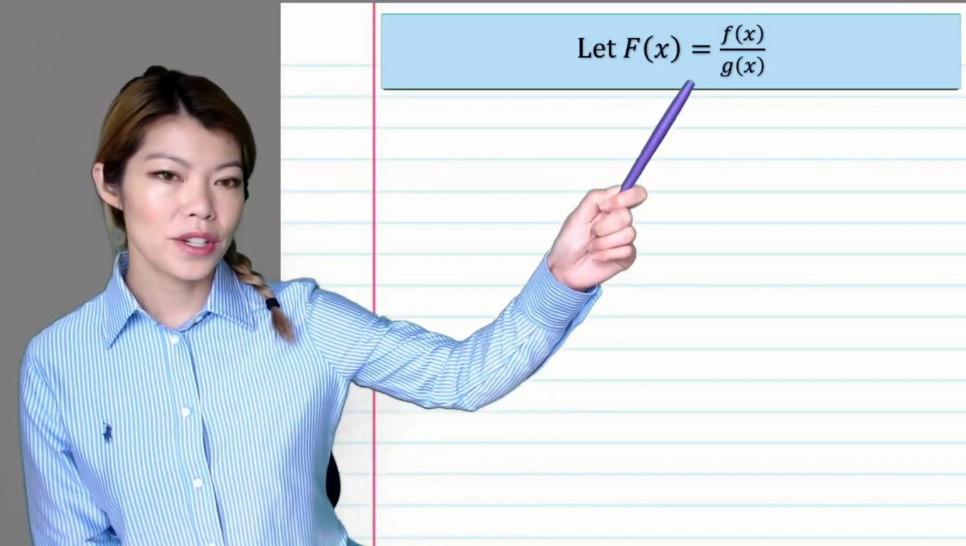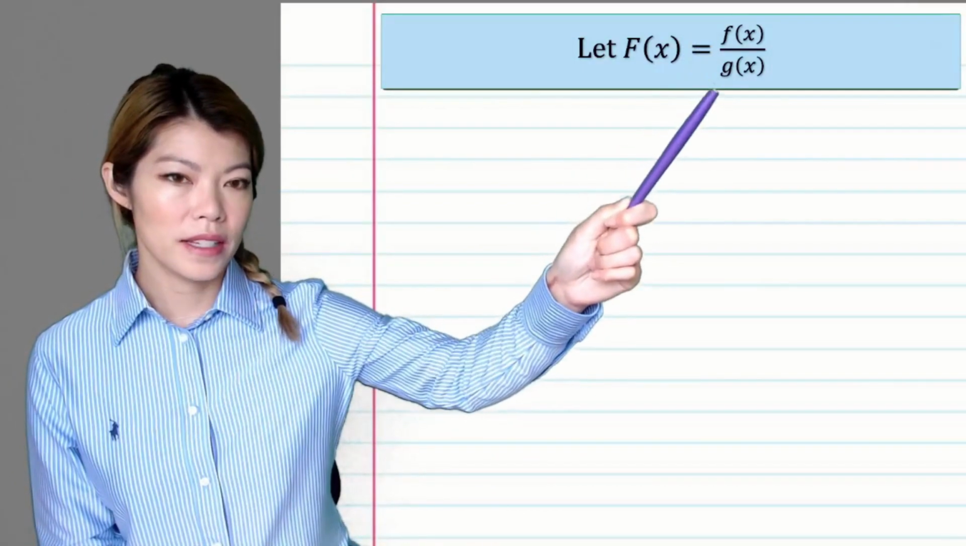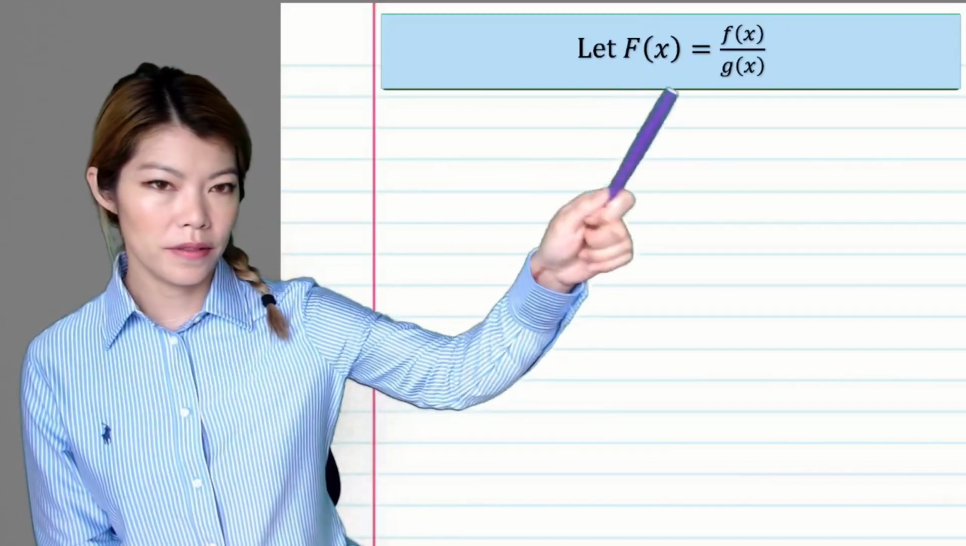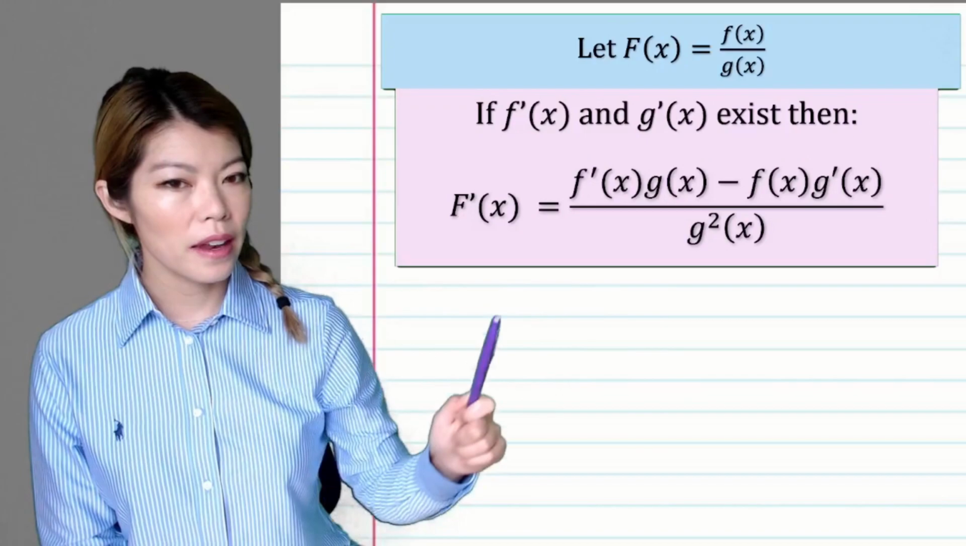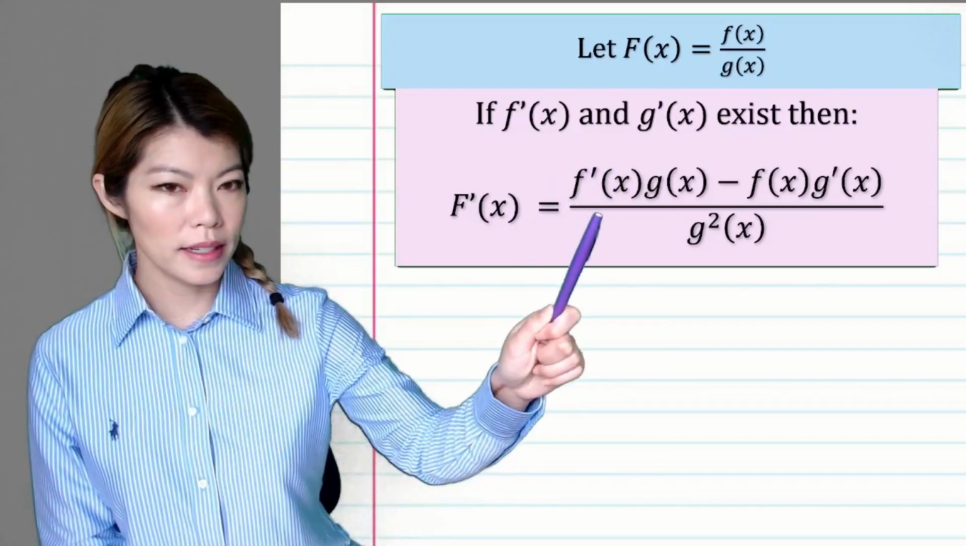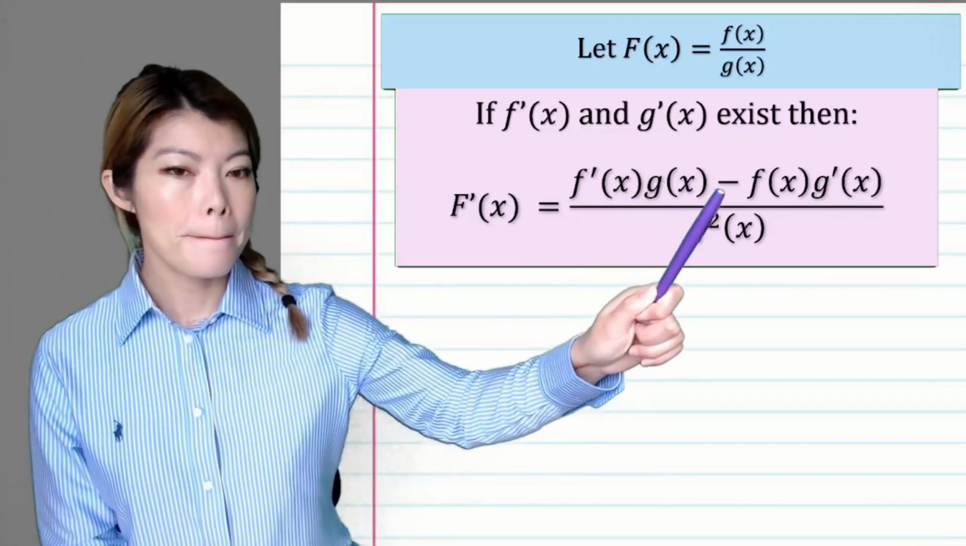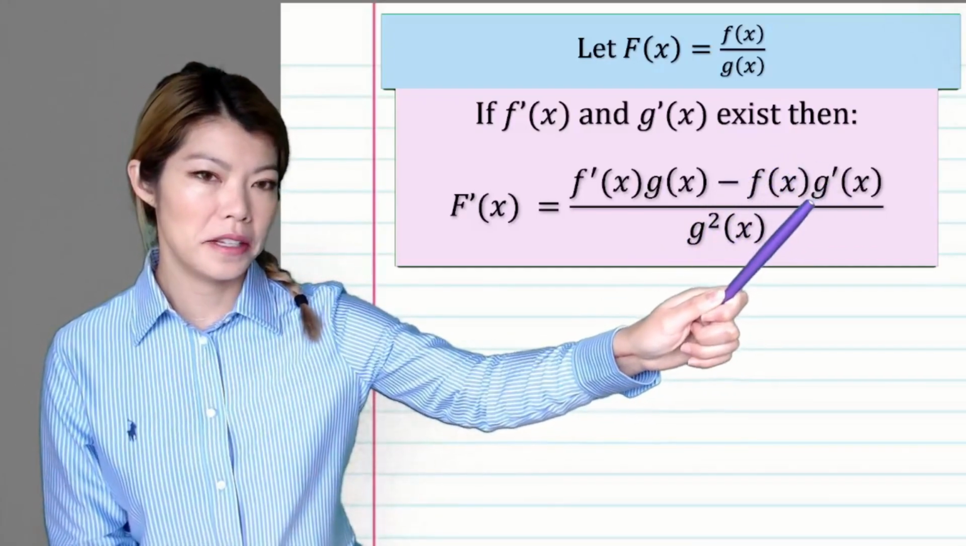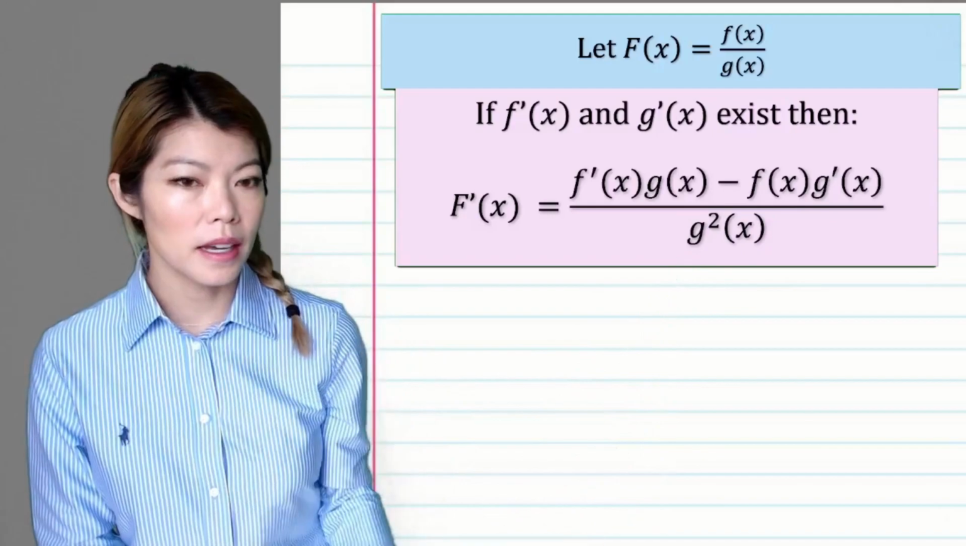Now, if we have a function made out of two functions, f of x and g of x, then if they have derivatives, then we can find the derivative of all of it. And the formula for that is the derivative of the numerator times the denominator minus the numerator times the derivative of the denominator over the denominator squared.